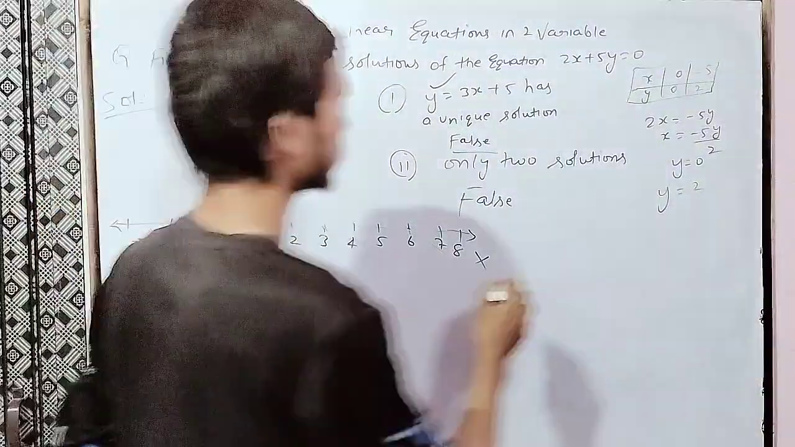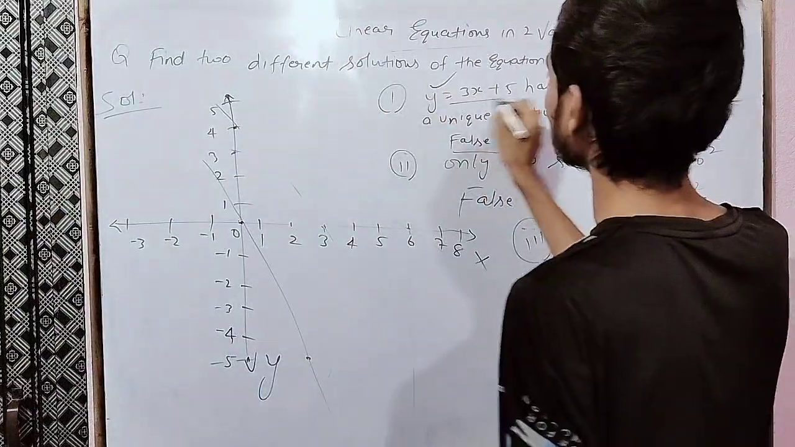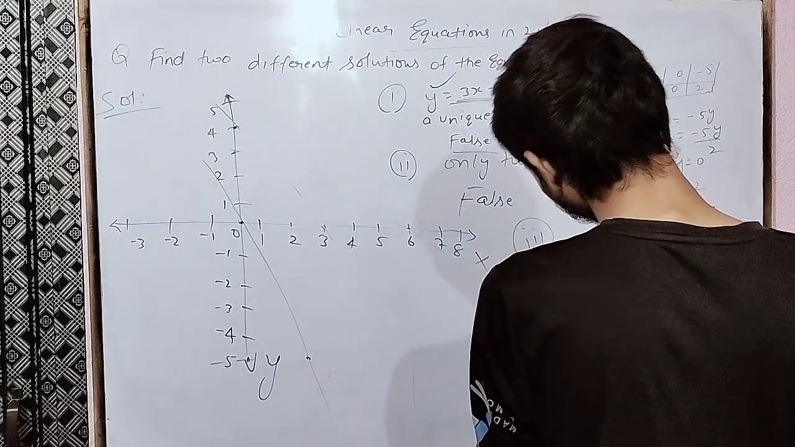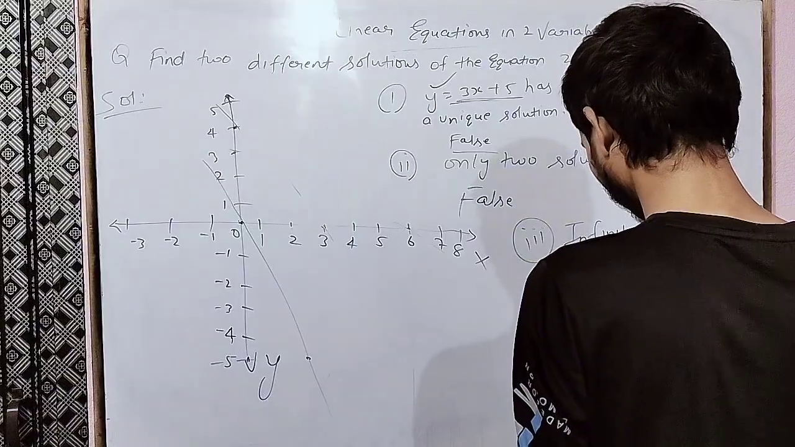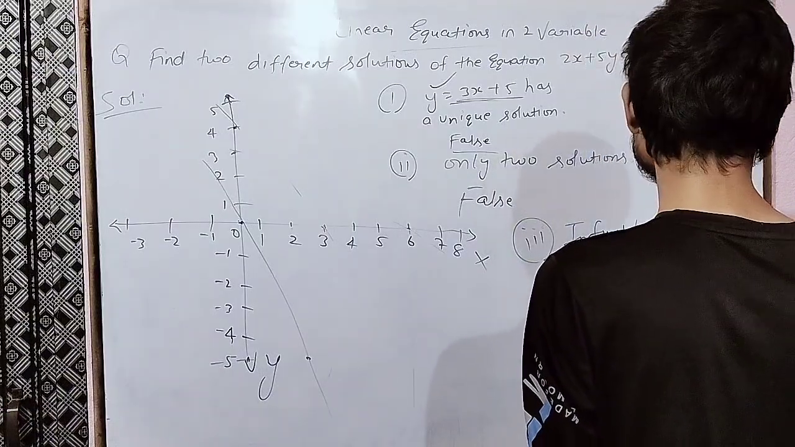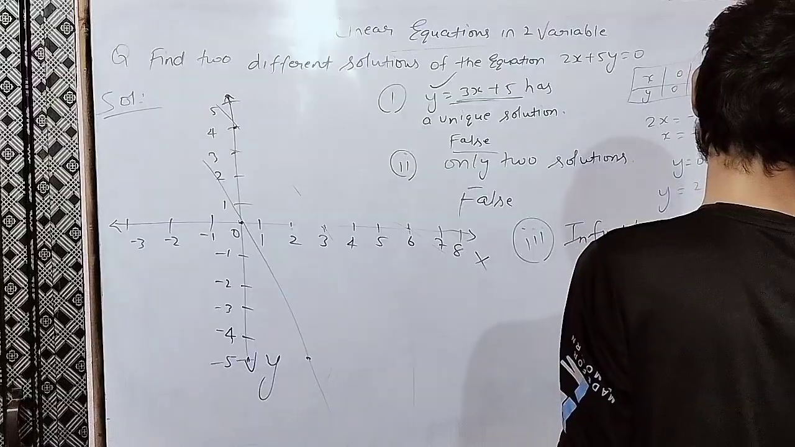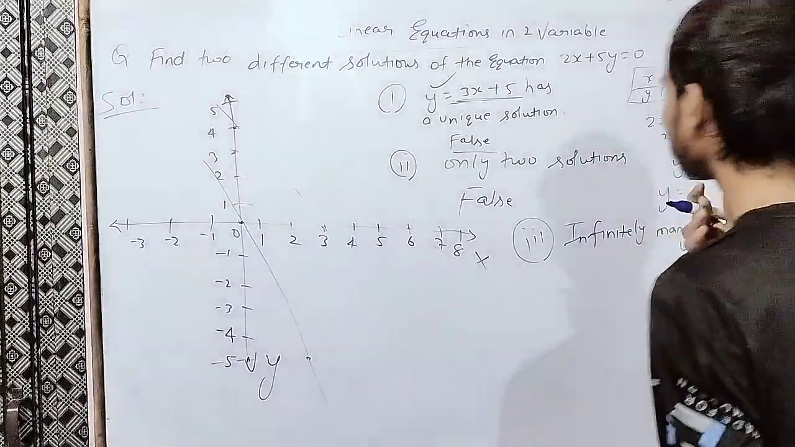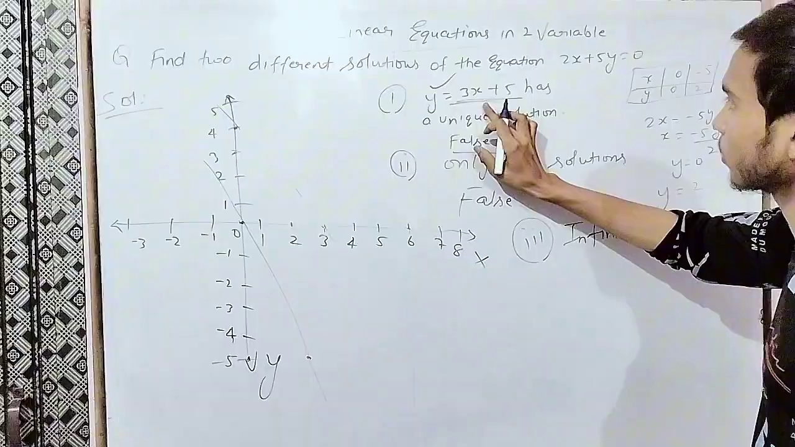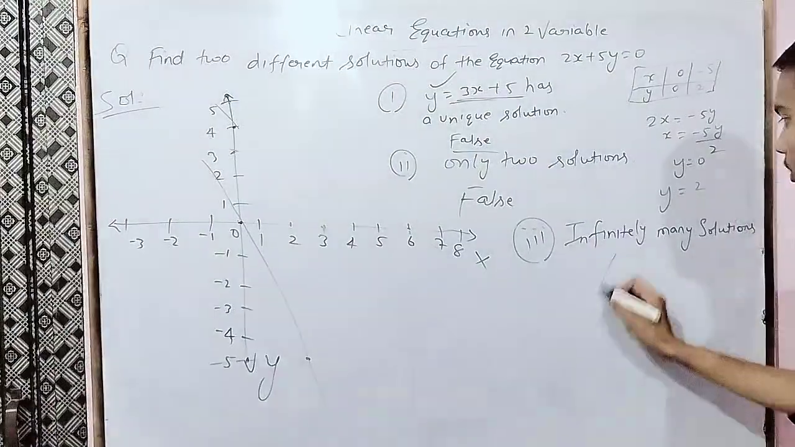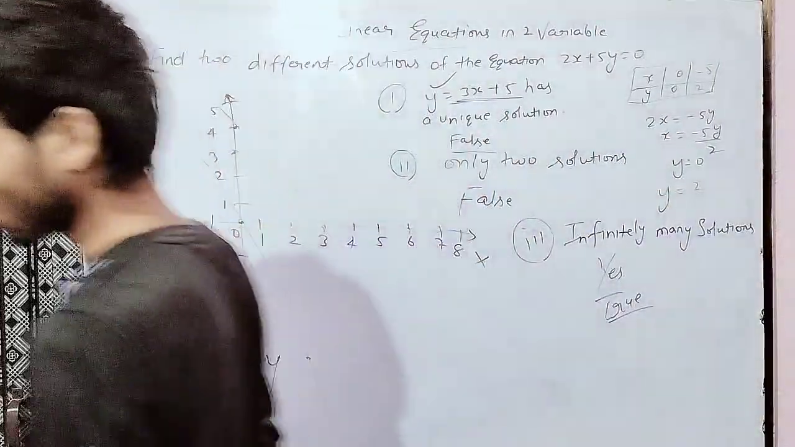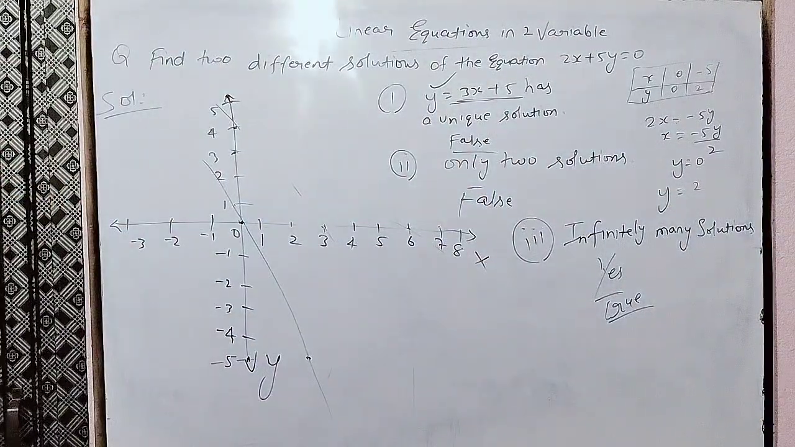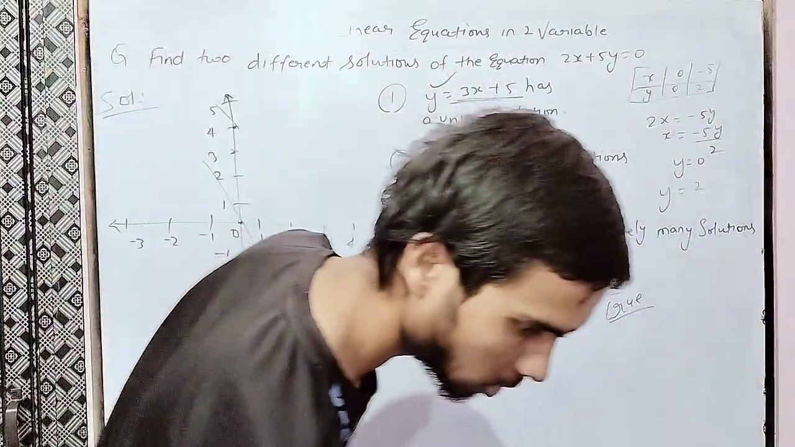Third is, this is the equation, and the third is saying that this equation has infinite solutions. Yes, this is right. You can say this is true. So we have accepted the third statement. Now next is something else which will be very interesting.